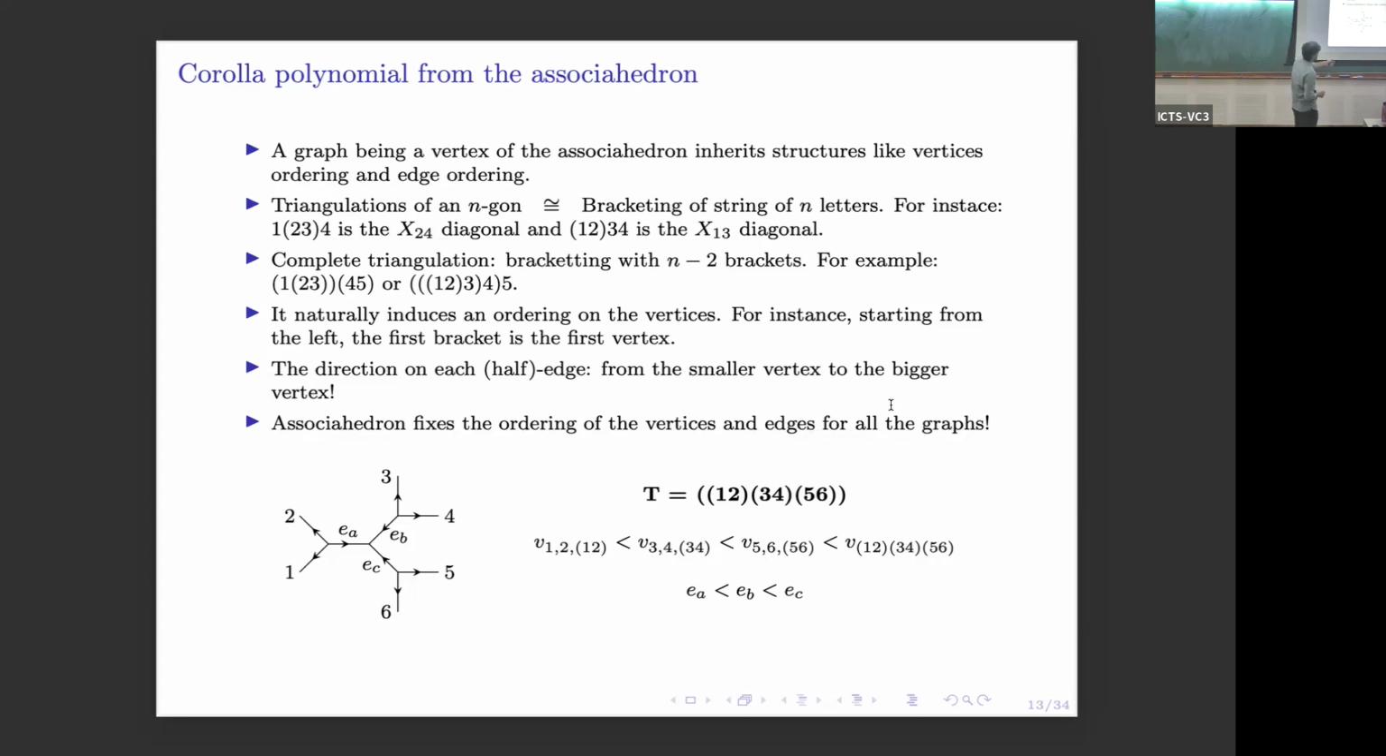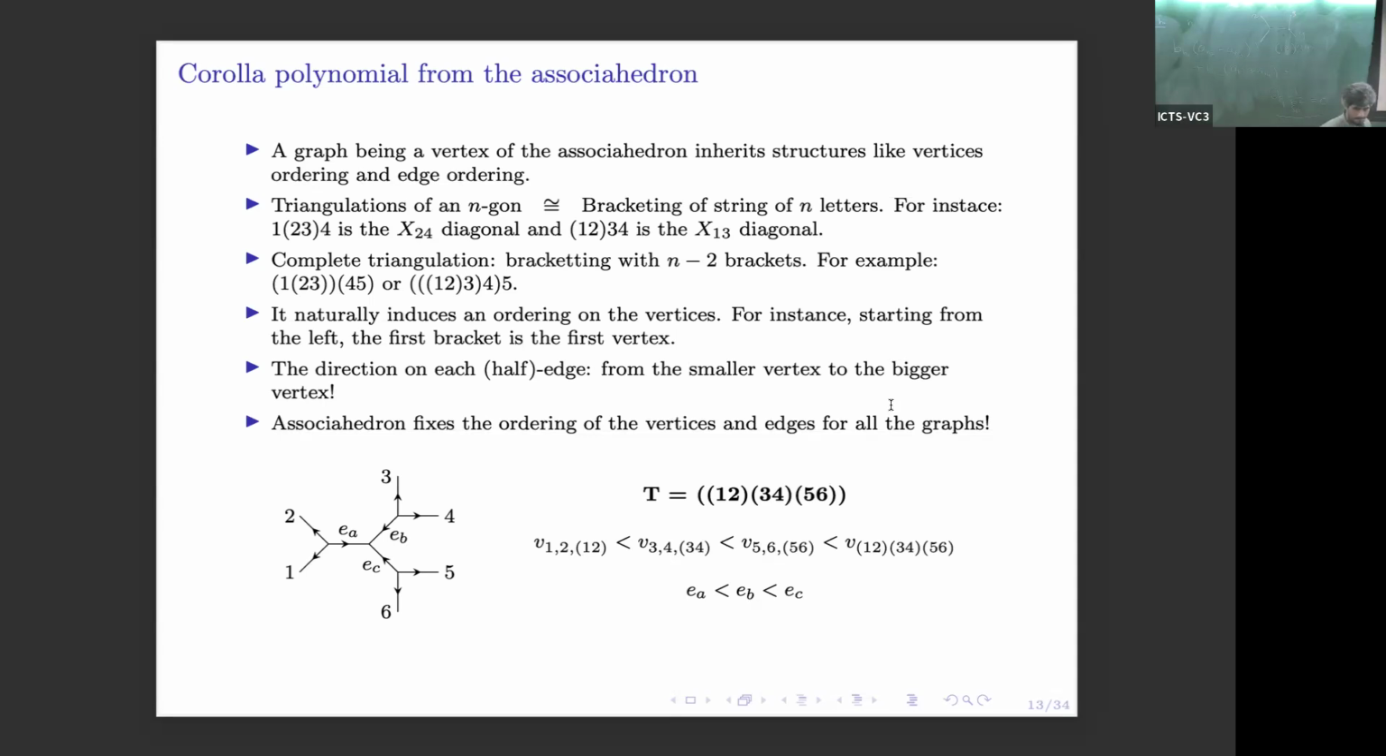I would say that if 1, 2 are in a bracket, that means they are two legs of a single vertex. So if it is 1, 2, 3, 4, I would say 1 and 2 are in a bracket. Then 3, 4. We don't need to make this bracket because it's understood. So you need n minus 2 brackets for a complete triangulation, and the last bracket will be redundant. It doesn't matter whether you put it or not.